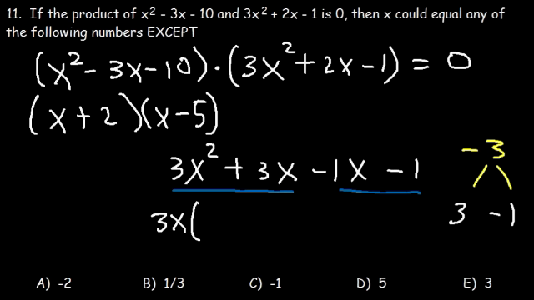When you factor out 3x from 3x squared, what's left over? To find out what's left over, divide. 3x squared divided by 3x is x. And 3x divided by 3x is 1.